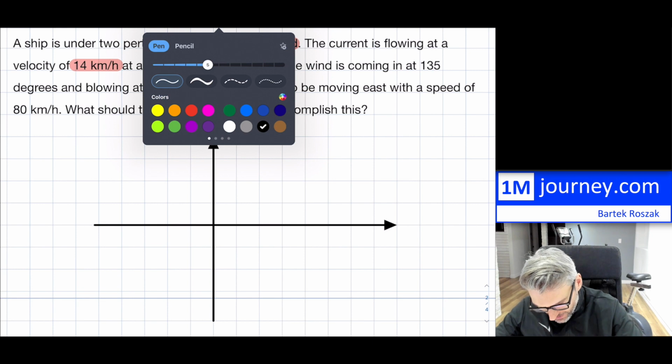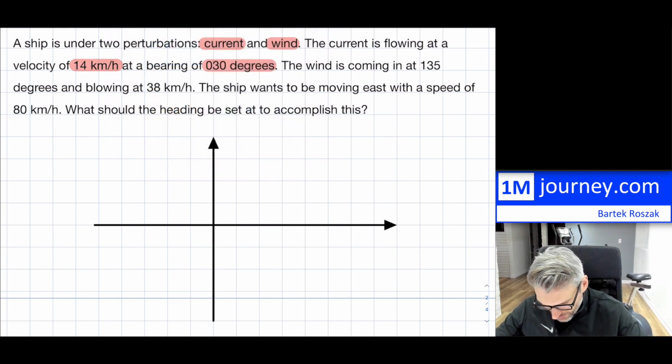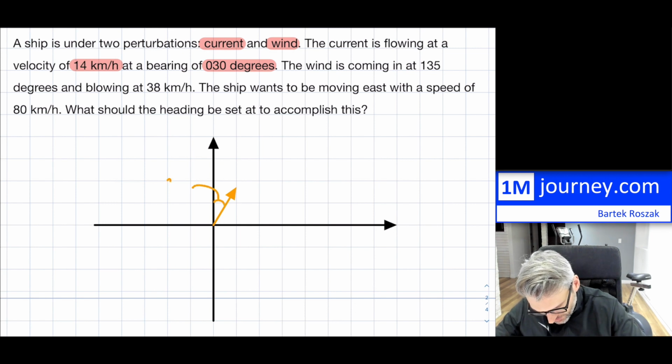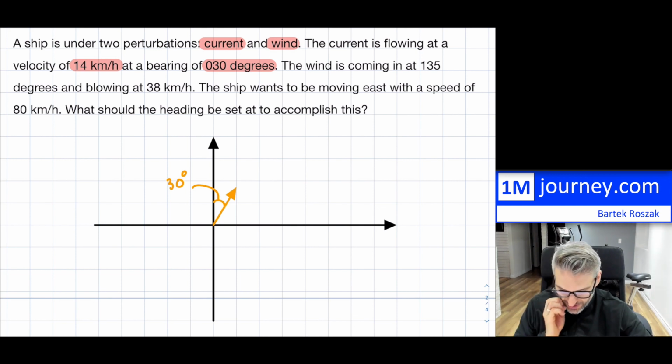So I'll keep it in orange as I did in the explanation. So I have 14 at 30 degrees, so this is going to be rather small. Let's put that. Now 30 degrees, so that means this is 30 degrees right there, in this way. So that is the current on that particular ship.